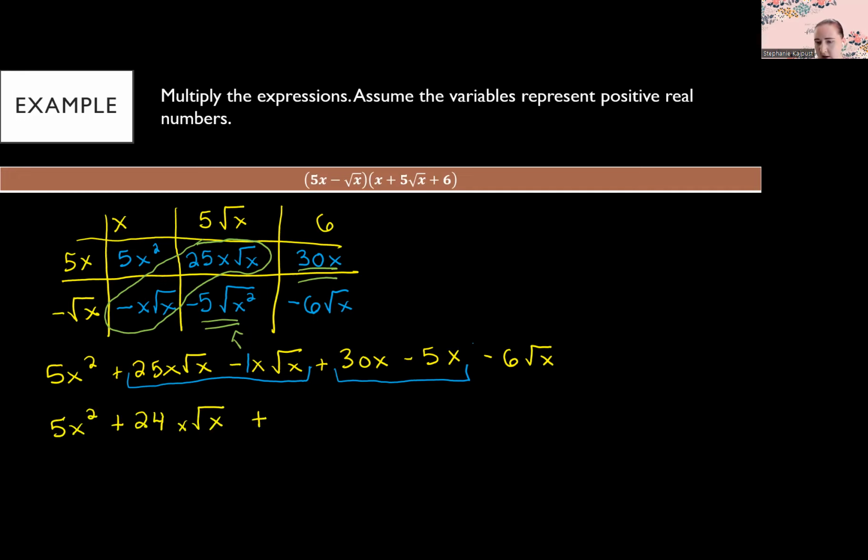And then 30x minus 5x. So 30 minus 5 is 25. So it's going to be plus 25x. And then I have minus 6 square root of x.